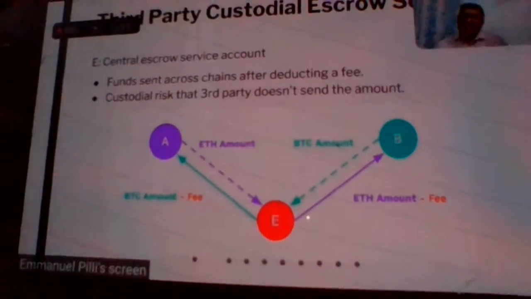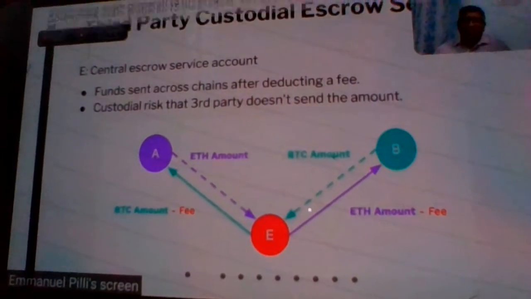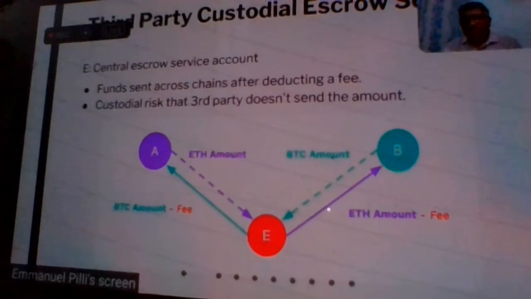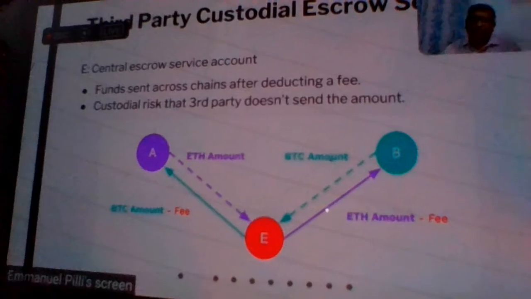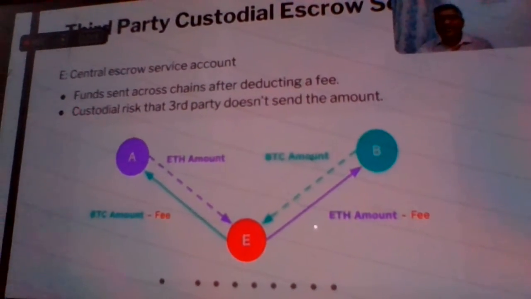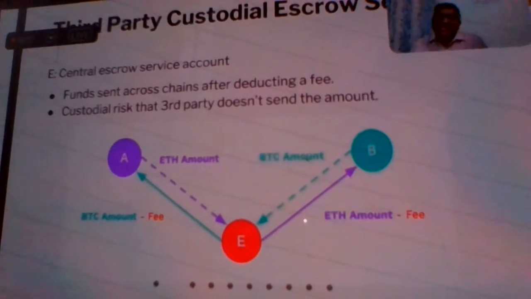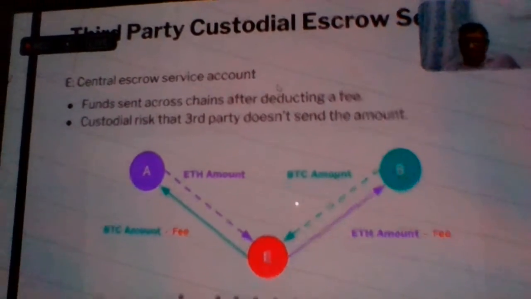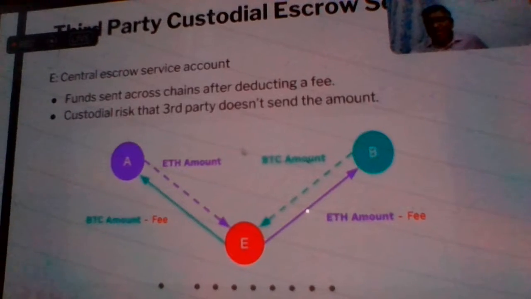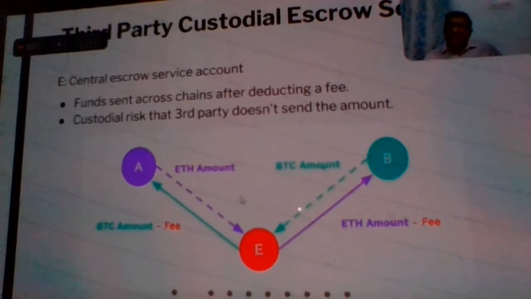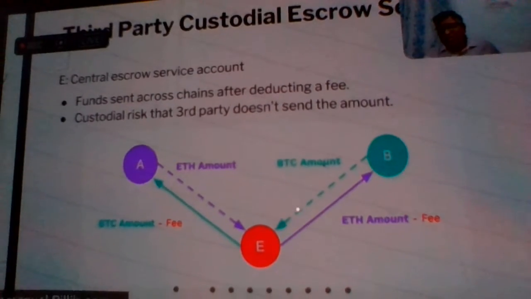So there's a central party, which is the third party. Funds are sent across chains after deducting a fee, and then the custodial reserve, the third party, doesn't send them. So you send it to some wallet, and the wallet says I didn't receive it, and whom will you fight with? So that's a big issue, right? But otherwise, A sends the Ethereum amount to escrow, and B sends the other amount, both ways. The escrow account deducts a transaction fee, and then the amounts are swapped between them. So that is one option.